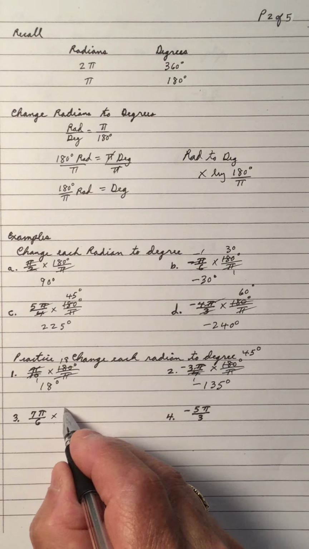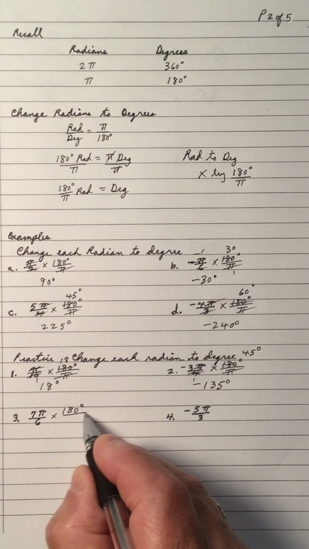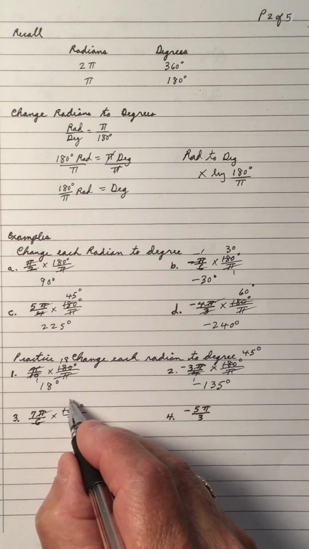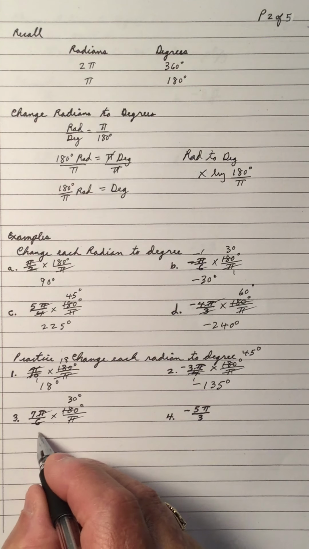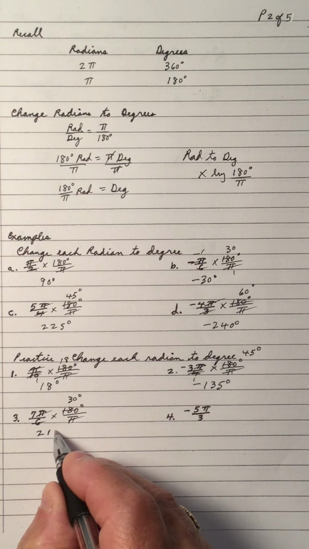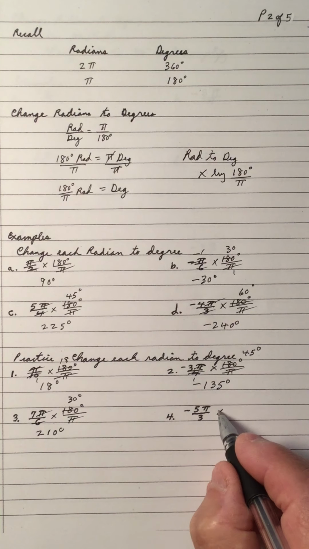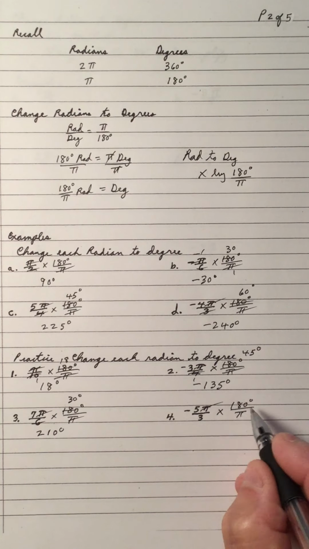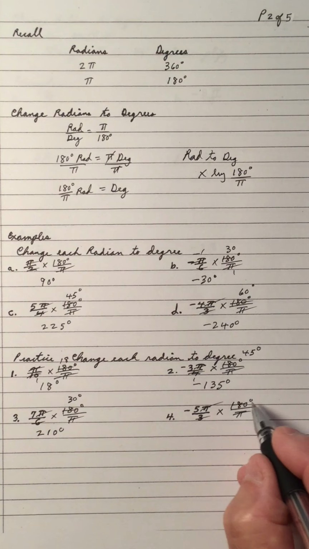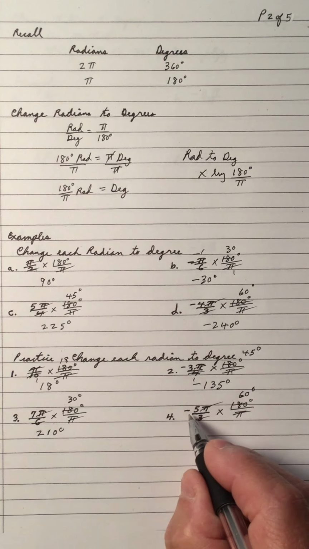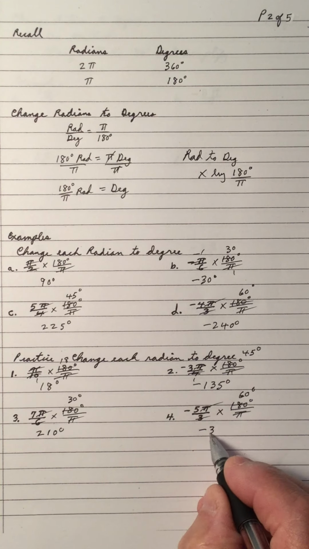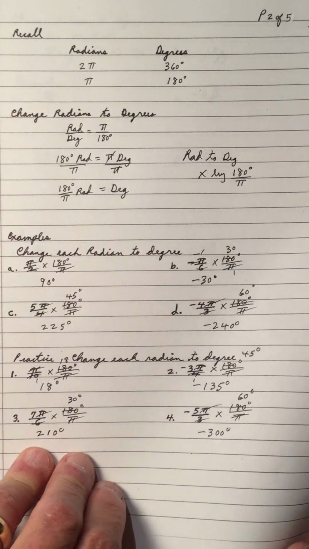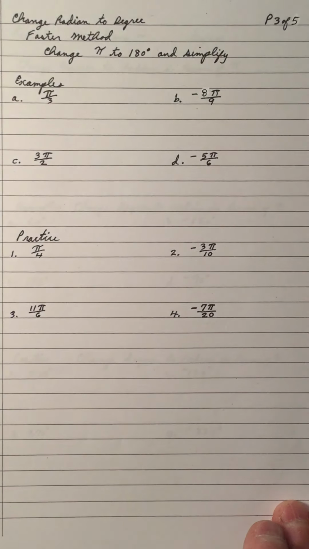And we multiply by 180 over pi. Pi's cancel. 6 into 180 goes 30. 7 times 30 is 210 degrees. And again, we multiply by 180 over pi. Pi's cancel. 3 into 180 goes 60. And negative 5 times 60 is negative 300 degrees. So that's changing a radian to degree.